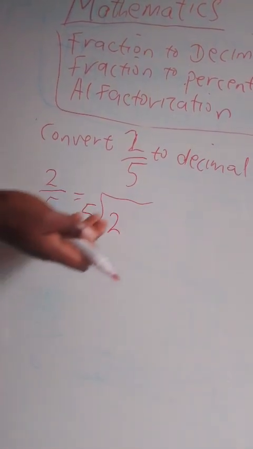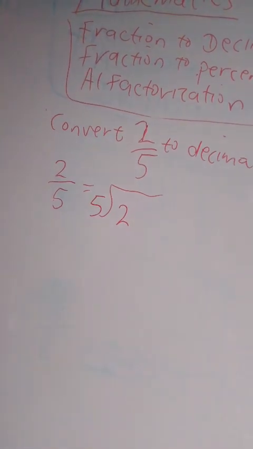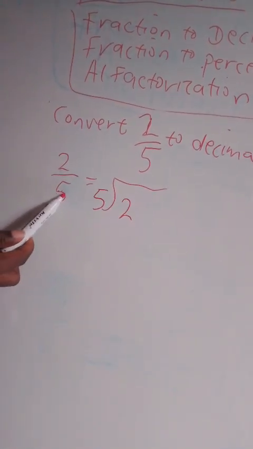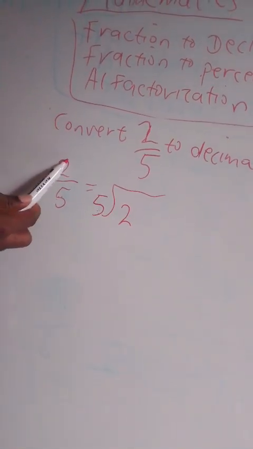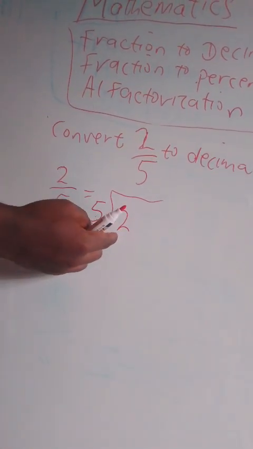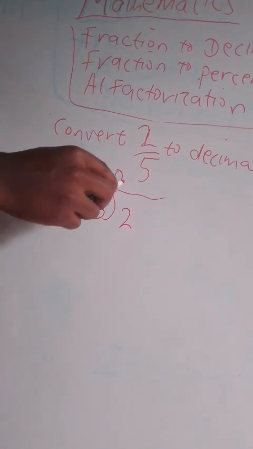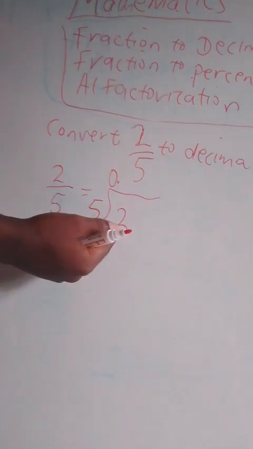Always remember, you don't go and turn it upside down, maybe you write 2 here and you write 5 here. No, the one that is at the bottom, write it here, and the one at the top, you write it inside. So looking at this 5 and 2, if you realize that 5 is bigger than 2, just write 0 points here. Once 5 is bigger than 2, you write 0 points.